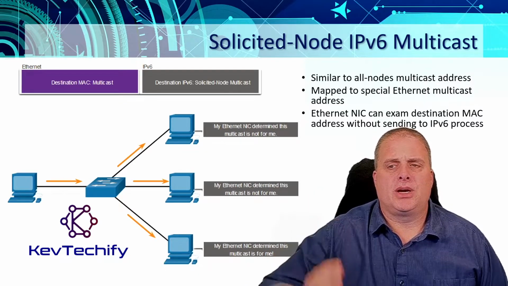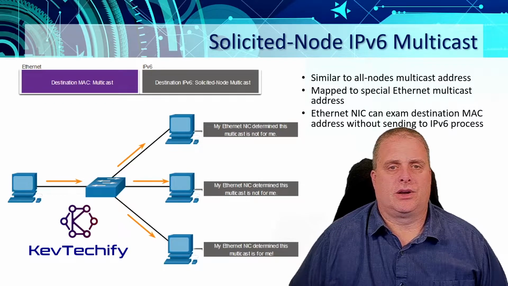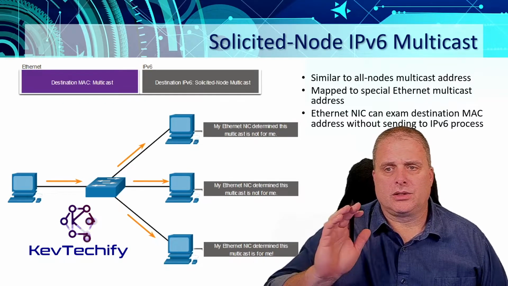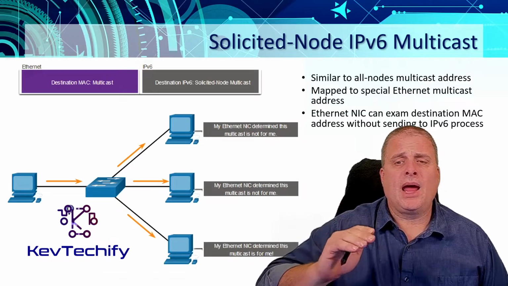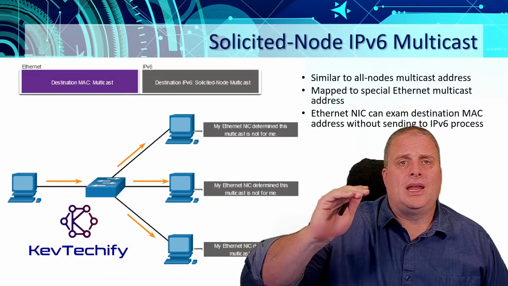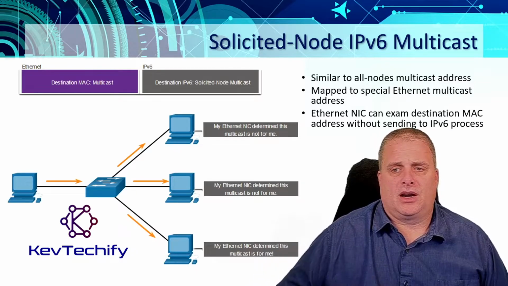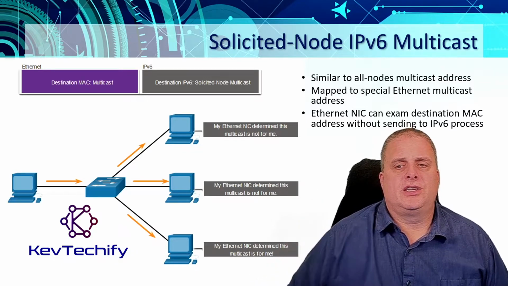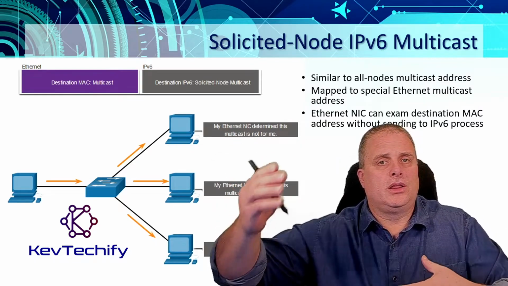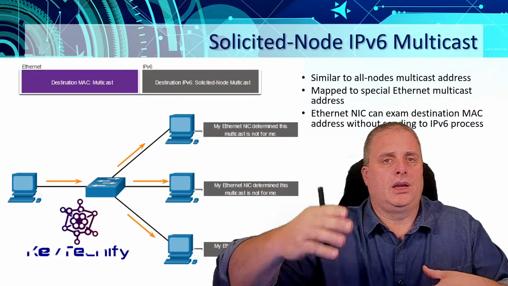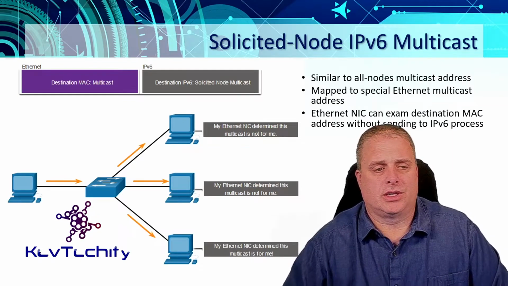The solicited-node IPv6 multicast, what happens here is it's similar to that all nodes multicast, but it's mapped to a special Ethernet multicast address. There are some special Ethernet multicast addresses out there. And what happens here is your Ethernet network interface card can look at the destination MAC address without having to send this up to layer 3 to get processed by IPv6.